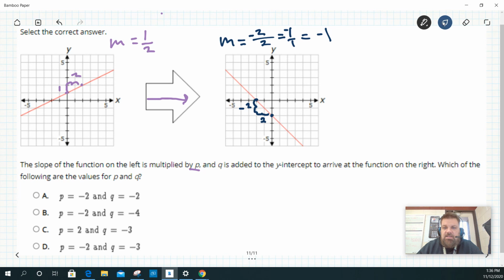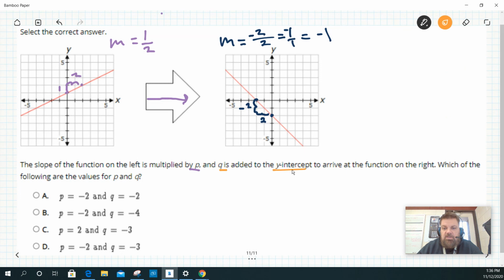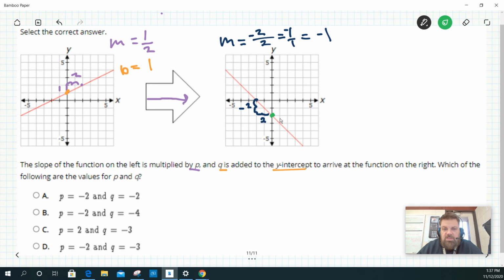Then it says q is added to the y-intercept to arrive to the function at the x. So right here, I'm going to look at this y-intercept, which is b. b is equal to the y-intercept, which is 1. And then over here, I'm going to look at this y-intercept. That y-intercept, where it crosses the y-axis, is when y equals negative 2.